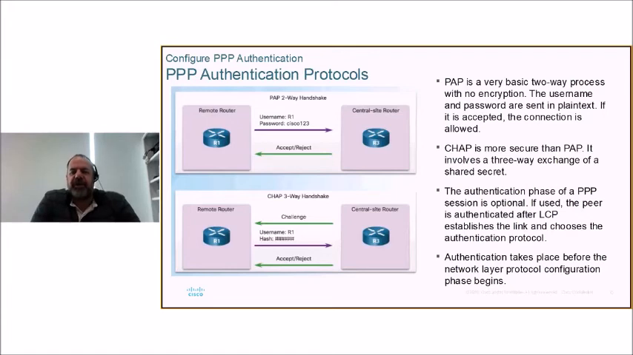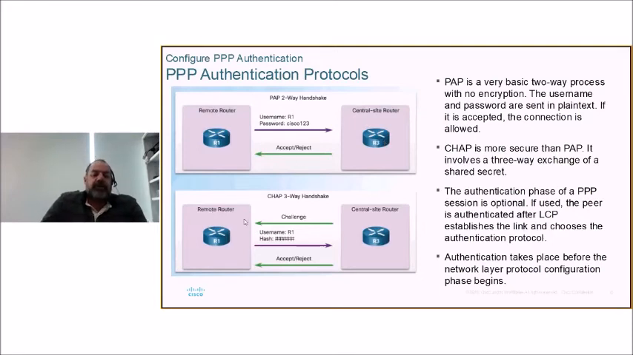So the authentication phase of a PPP session is optional. If used, the peer is authenticated after LCP establishes a link and chooses the authentication protocol. Authentication takes place before the network layer protocol configuration phase starts. And so basically with PAP, what they're saying is this remote router is hooking into the central router, and it also sends its username and password in plain. And then it'll either be accepted or rejected.